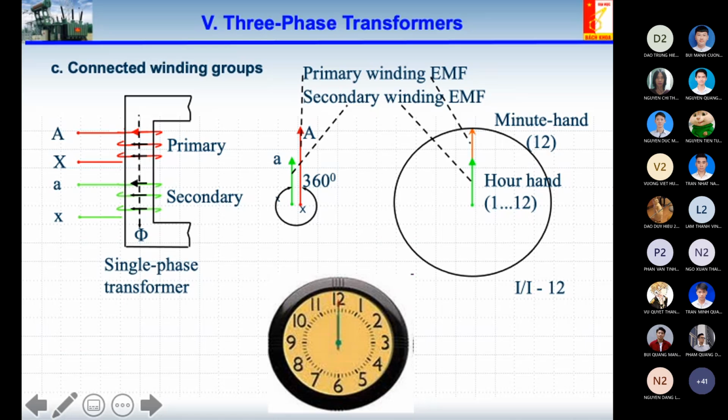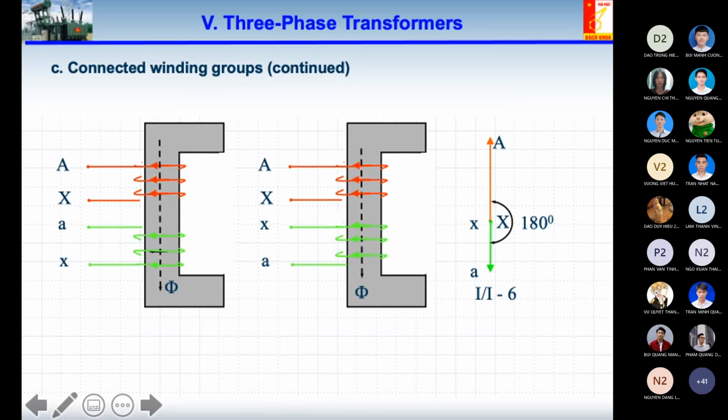Let me move on to the next slide. You can see if we change direction, it looks like this. Coming back to this, if you look at this one, the watch is showing 6 o'clock. At 6 o'clock, it's very easy for you to deduce that the phase angle between the primary winding and the secondary winding is 180 degrees.